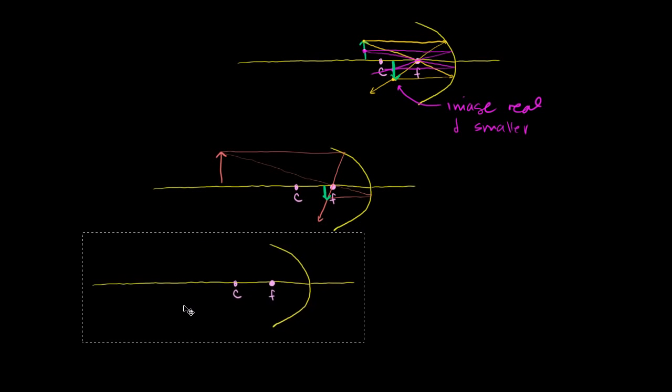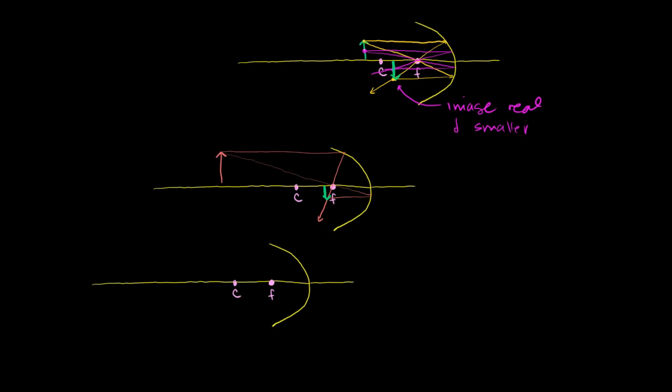Now let's do this again. But this time, let's place the object at the center of curvature. So let's place the object right over here. So right at that distance, that's twice the distance from the vertex of the parabola to the focus. So we do a parallel line. These lines are the hardest things to do.